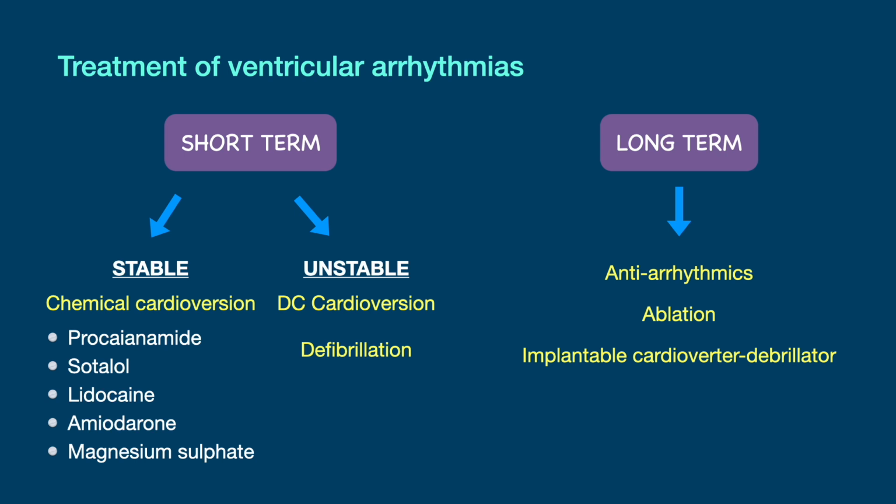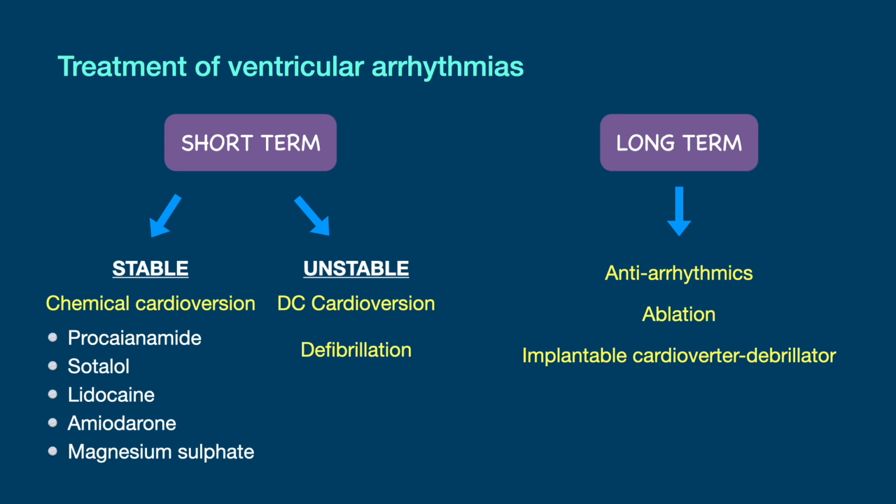A stable patient with prolonged monomorphic ventricular tachycardia with no signs of end organ damage should be treated with medication-induced cardioversion with procainamide, sotalol, or lidocaine. If there is a left ventricular dysfunction, then cardioversion should be undertaken with amiodarone or lidocaine, and these antiarrhythmics are preferred because they will not exacerbate left heart failure where procainamide might.